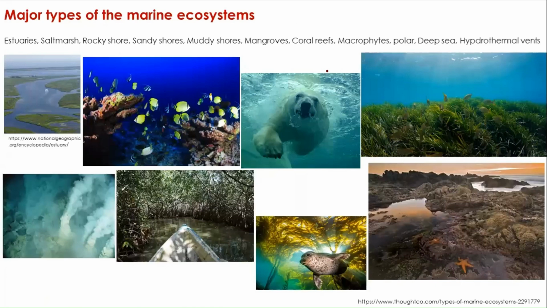There are several types of marine ecosystems in the marine environment. I have already explained how the muddy shore, the rocky shore, or the estuary looks, and what the different organisms there are. Then we have coral reefs, we have polar regions, where we have polar bears as well. Then we have seagrass meadows, the seaweed ecosystem, and deep sea hydrothermal vents.